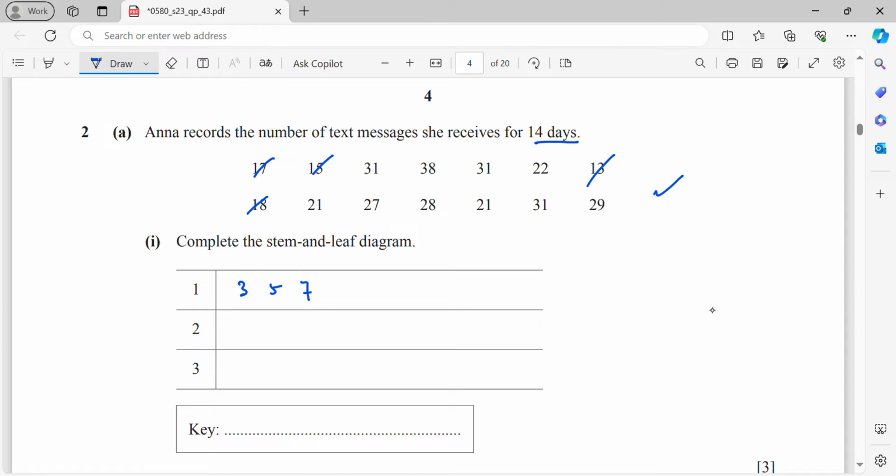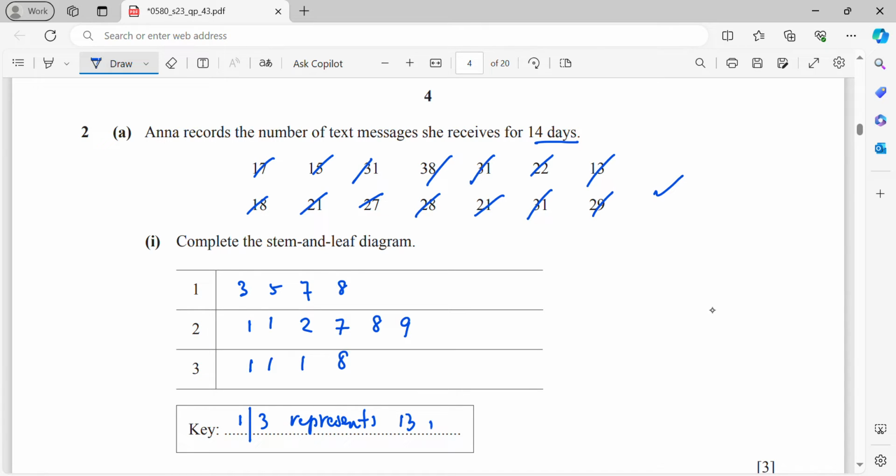Okay, and then 18. So when it's starting with 2, I will get 21, 21, 22. After that, 27, 28. So for the 3, it will be one more, 29. So for the 3, it will be 31, 31, 31, 38. So 1, 1, 1, 8. Okay, so now for the key, I will just write 1|3. This means, represents 13 messages.